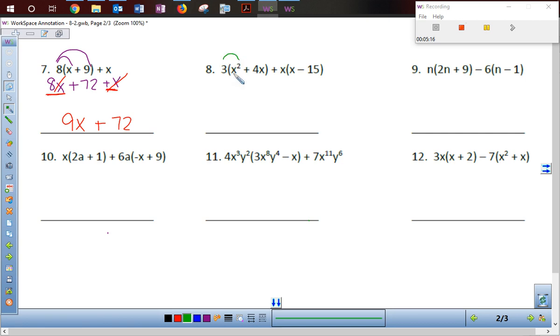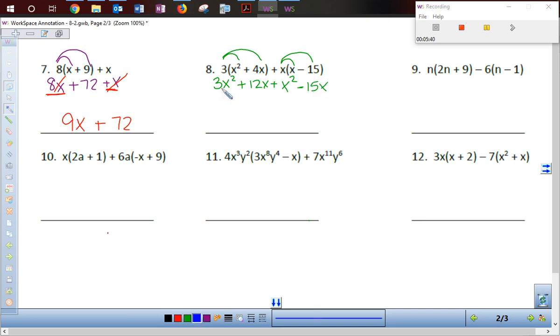I'm going to take this 3 times x squared, and I'm going to get 3x squared. Then I'll take 3 times 4x, and I'll get 12x. Then I'm going to bring down this plus sign, and I'll distribute this x throughout my second binomial. So x times x gives me x squared, and x times negative 15 gives me a negative 15x.